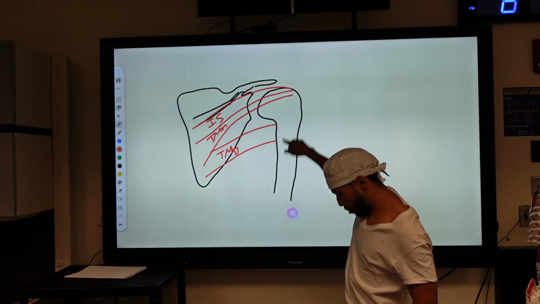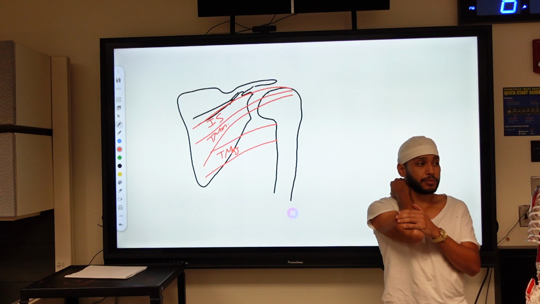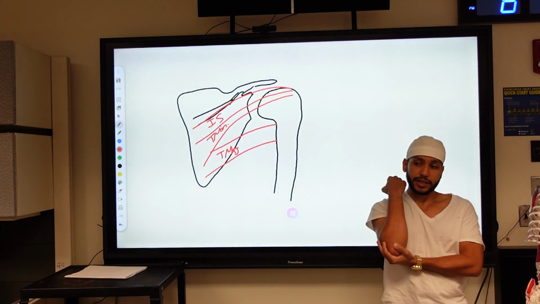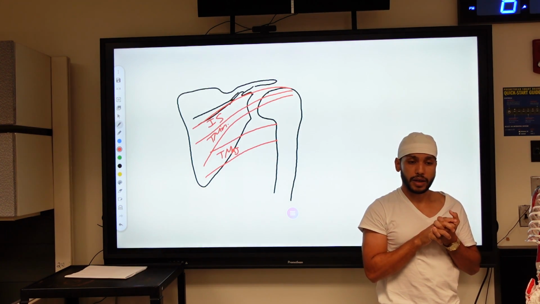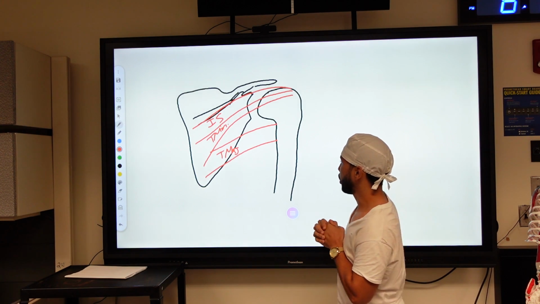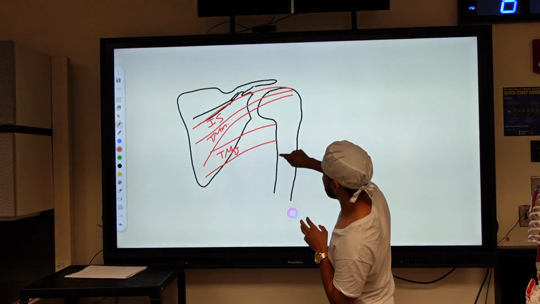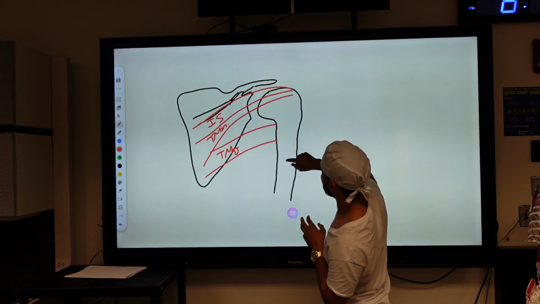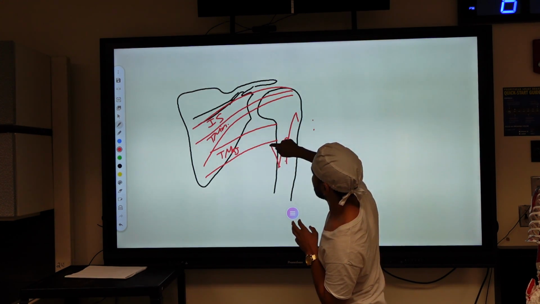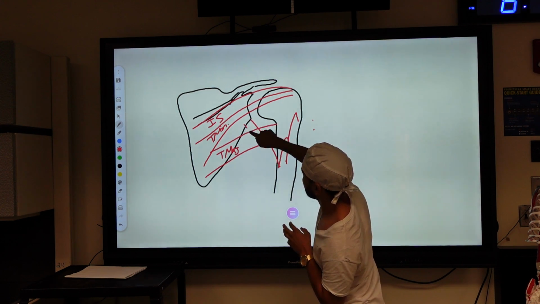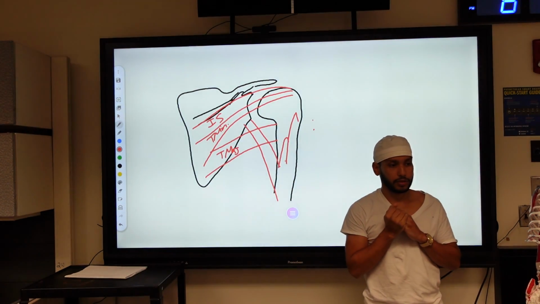The posterior compartment of the arm, I told you, is controlled by the radial nerve, and the muscles there are the triceps brachii, tricep referring to the fact that it has three heads: a lateral head, a medial head, and a long head. The long head of the triceps brachii comes from this posterior compartment. The lateral head is here, the medial head in here, but the long head goes like this, attaching to the scapula.